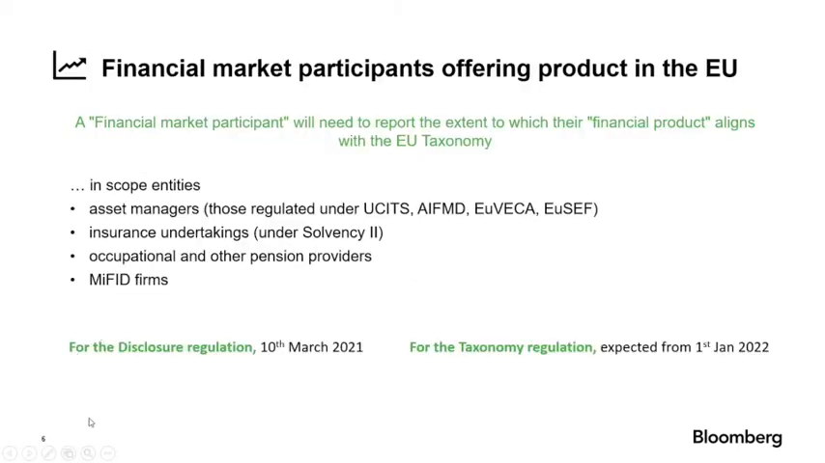So let me dive into a little bit more detail. What do financial market participants need to do? So the language here is that a financial market participant would need to report the extent to which their financial product aligns with the EU taxonomy. So let's try and dissect that statement to make it mean something here. So what are financial market participants as it pertains to these regulations? Well, in-scope entities would include asset managers, and that includes venture capital and social entrepreneurship activities, as well as insurance undertakings and occupational and other pensions providers.